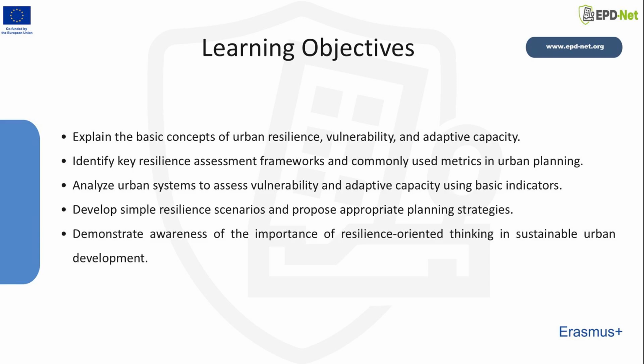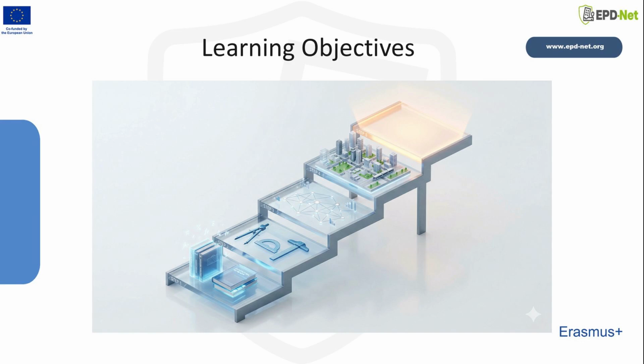This topic is structured around 5 learning outcomes. The first is conceptual knowledge, explaining the basic concepts of urban resilience, vulnerability, and adaptive capacity. The second is methodological knowledge, identifying major resilience assessment frameworks and commonly used metrics in urban planning. The third is an applied skill, analyzing urban systems with basic indicators to assess vulnerability and adaptive capacity. The fourth is a planning skill, developing simple resilience scenarios and proposing appropriate strategies. The fifth is an attitudinal outcome, recognizing why resilience-oriented thinking matters in sustainable urban development.